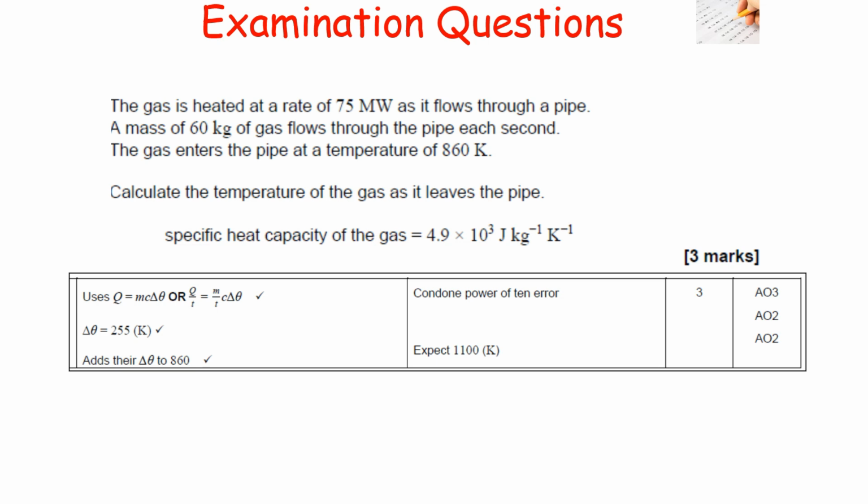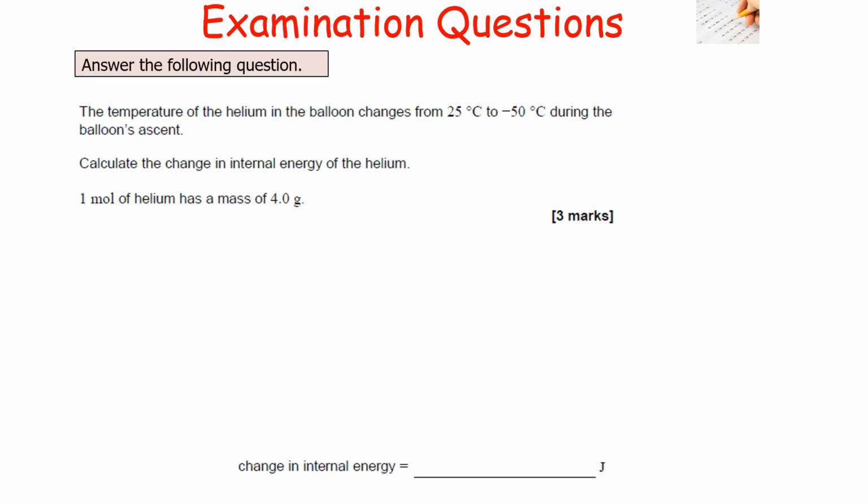We can therefore work out what our change in temperature is. We can then add that to the starting temperature, which is 860, to get our temperature at the end, which is going to be about 1100 Kelvin. Then here's our next question.